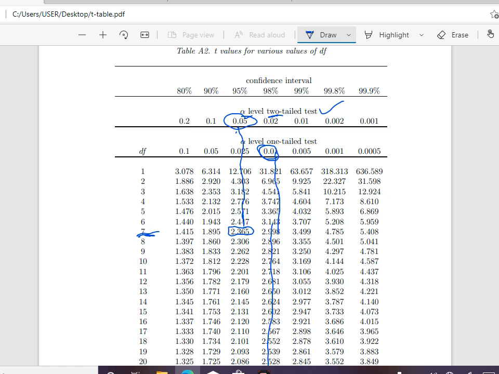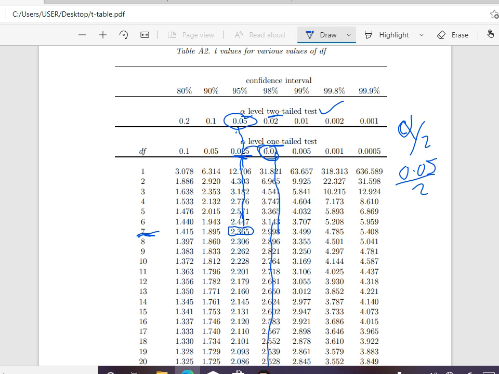If you feel like checking it at where they've written one tail test, then you have to divide the alpha by 2. That's 0.05 divided by 2. It will give you 0.025. When you check it at where they've written one tail, you still get same answer.